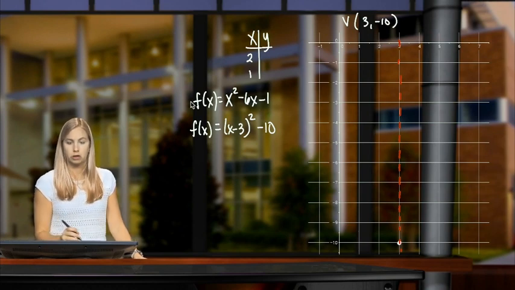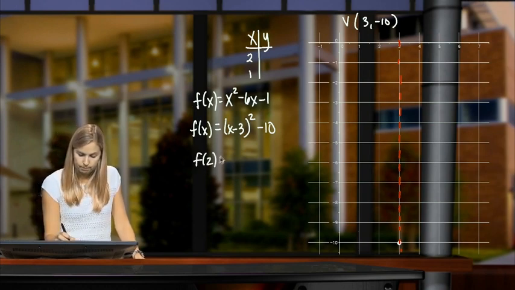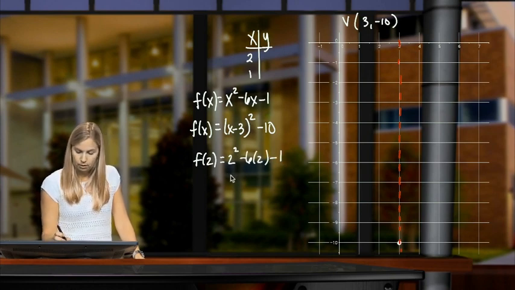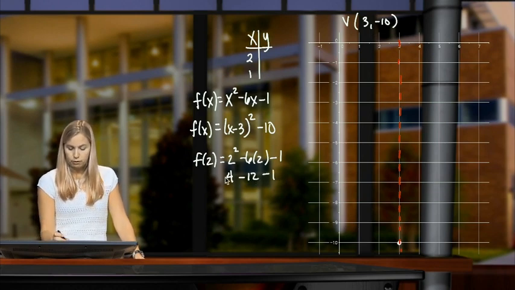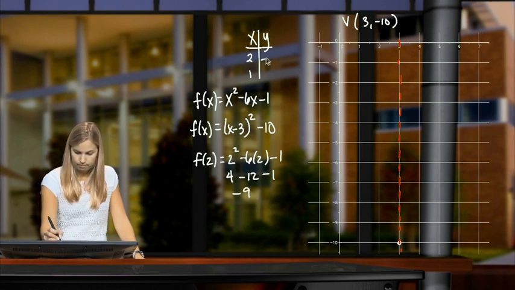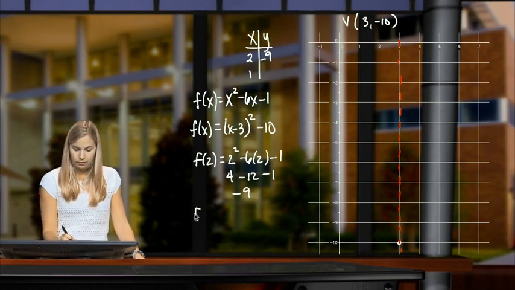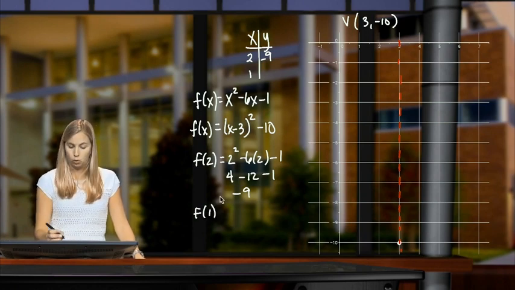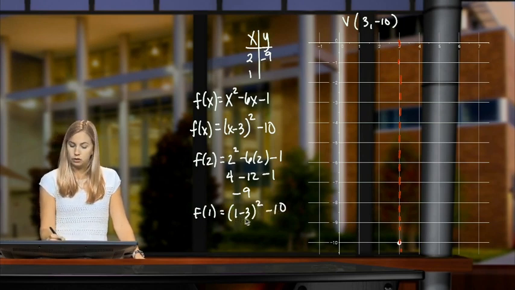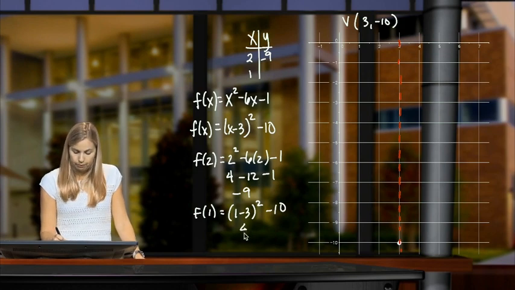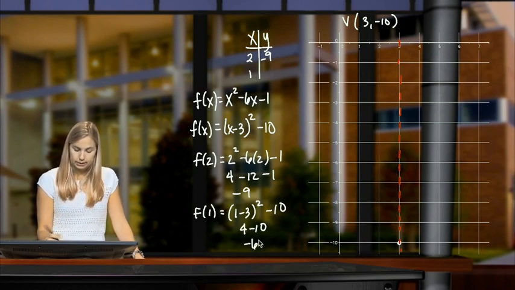Let's plug in 2 into the first one, into the standard form. 2 squared minus 6 times 2 minus 1. So we have 4 minus 12 minus 1. 4 minus 13, negative 9. And then to find f of 1, we'll use the vertex form. We've got 1 minus 3 squared minus 10. 1 minus 3 is negative 2, and negative 2 squared is going to be positive 4. Minus 10 is negative 6.